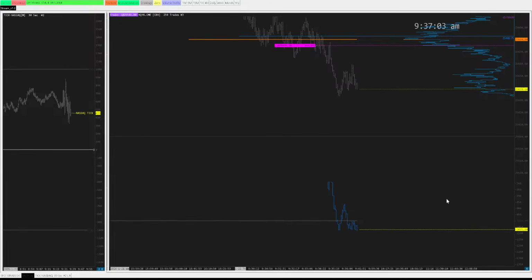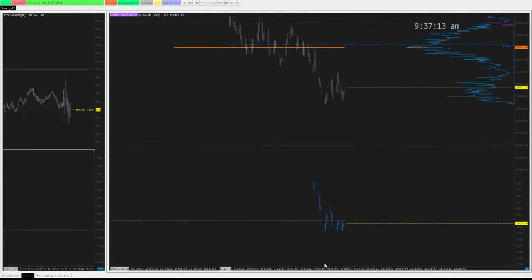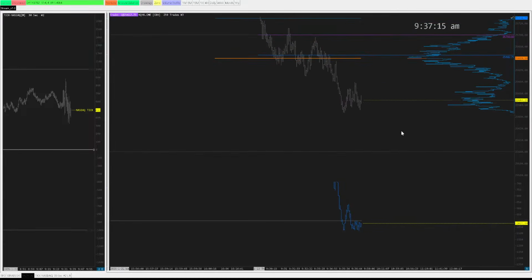There we go. Come on. All right, I'm going to have to cut this and use the bathroom. I apologize so much. I'll keep the chart up, and then maybe we'll catch a bounce.